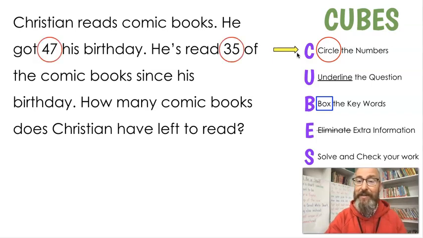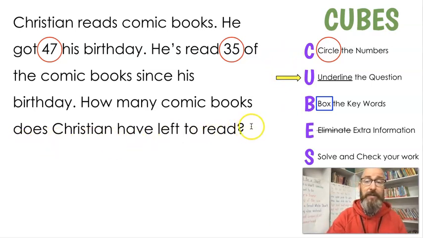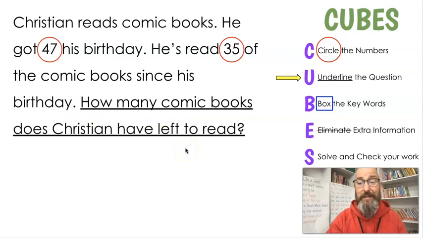47 and 35. That's right. Next, we're going to go to U. U stands for underline the question. Do you see a question in here? Do you remember what I showed you last time? Find the question mark. Draw your line backwards. Stop at the last word before a period, which would be the word how, because here's a period. So we're going to underline all of that, and we find our question. How many comic books does Christian have left to read?